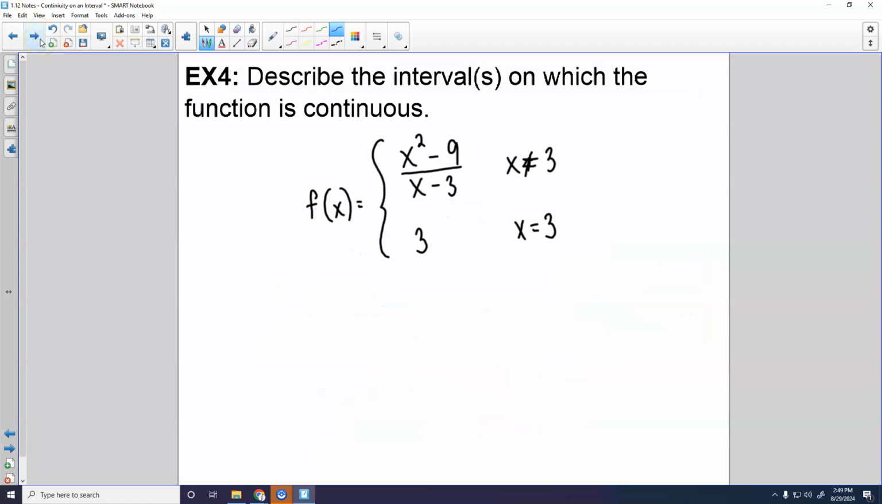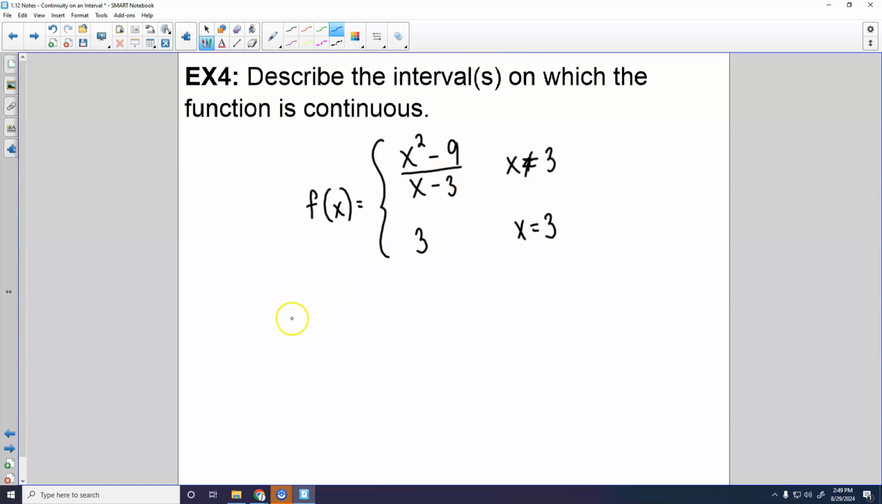Okay. All right, so now we have to talk about the intervals on which this function is continuous. So we've got a rational, which is going to be continuous everywhere except for where the denominator equals 0. And then this is really just a point right here. So for this, we're looking to see if the limit exists at this point and if it matches f of 3. And if it does, then it's going to be continuous everywhere. If it does not, we're going to have a discontinuity that we'll throw in there.